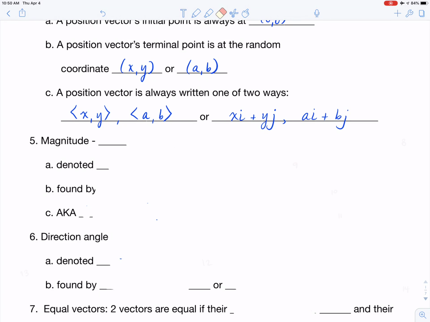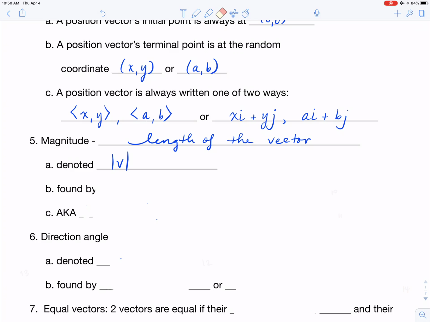All right, term number 5 is magnitude. What is a magnitude? It's just simply how long the vector is. The way that we write magnitude is using what looks like the absolute value bars, but this actually reads the magnitude of vector v.